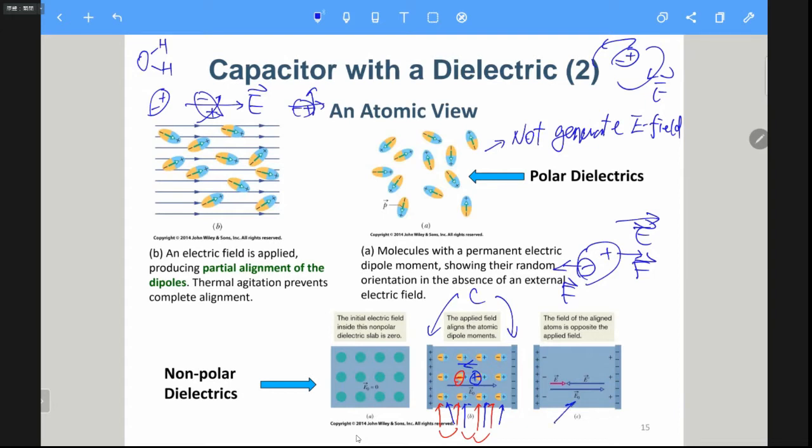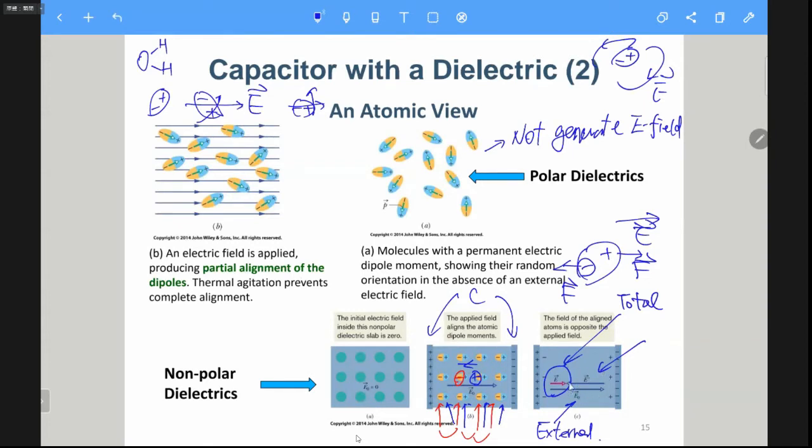E0 is the external E field. Then E prime is the E field generated by the dipoles, which will cancel parts of the external E field, which makes the total E field inside the dielectric smaller than the external E field.